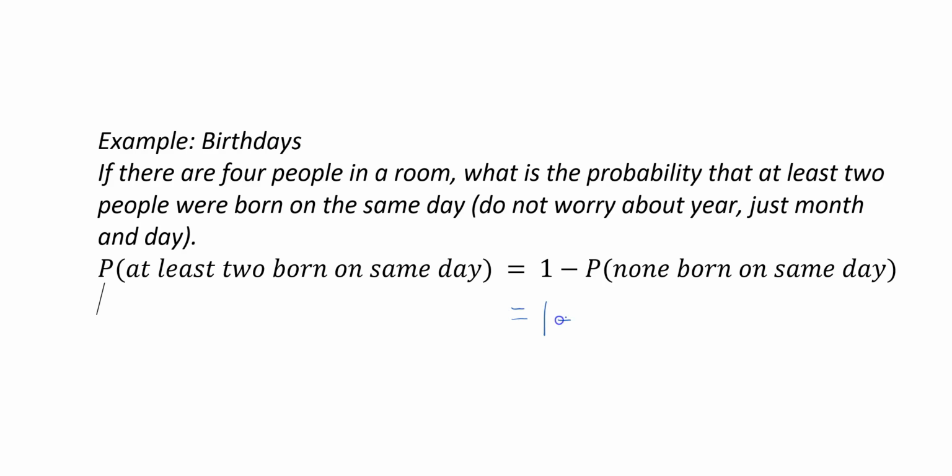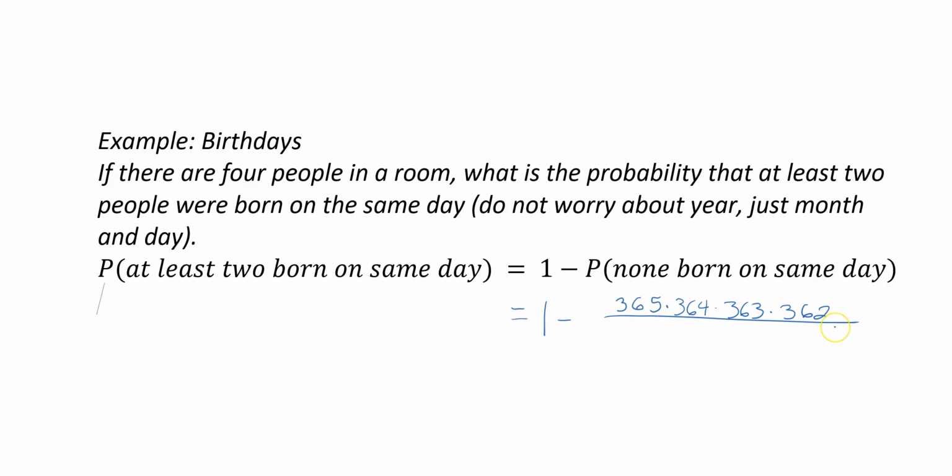The calculation for none being born on the same day is a fraction where the first person could be born on any day of the year. Then the next person can't be born on the day that that first person has. So there's 364 days the second person could be born on. The third person could be born on 363 days. And the fourth person could be born on 362 days. Well, really they're only born on 1 day, but they have 362 possible days in which their birthday could have been. Okay, so that would represent the number of situations where none are born on the same day.